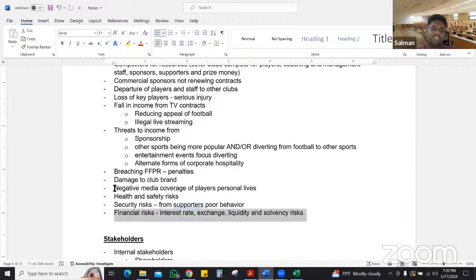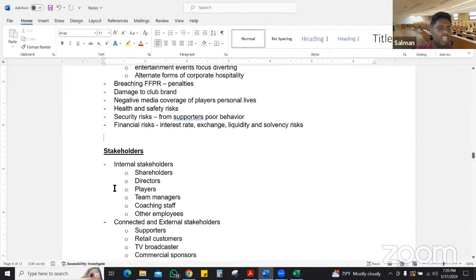And financial risks: interest rate, exchange, liquidity, solvency risks. A club is ideally a business, so they also have to ensure that they have sufficient money. Most of their cash in hand will be invested in securities, so there is interest rate risk, liquidity risk, solvency risk. And it's a global sport. They buy and sell players internationally, so they are also faced with exchange rate risk.